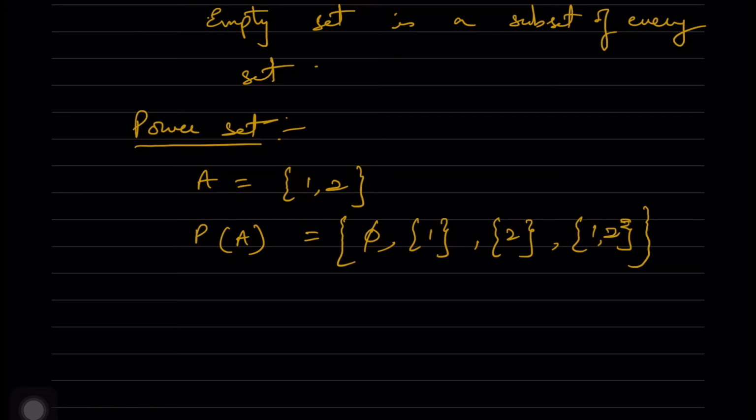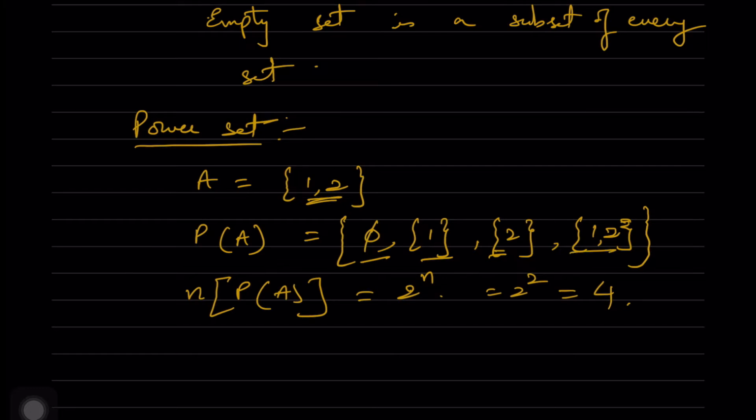So all the subsets of this set A are said to be the power set. This is P of A, and how many elements does P of A consist of? It is represented as n of power set of A, which is 2 to the power n. Here 2 elements are there, so it is 2 squared, which is equal to 4. So you can see 1, 2, 3, 4, these are the 4 elements here.